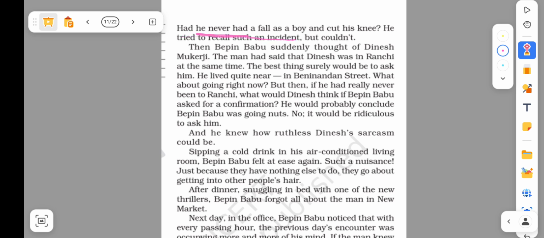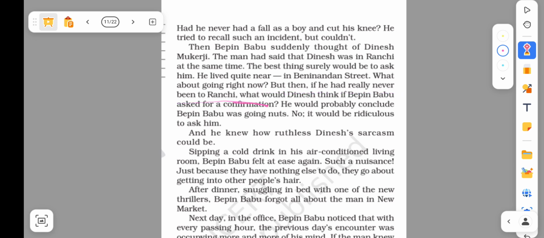Had he never had a fall as a boy, cut his knee? He tried to recall such an incident but couldn't. So he was trying to remember any kind of incident which happened with him when he was a child, but he couldn't remember anything. Then Bipin Babu suddenly thought of Dinesh Mukherjee. The man had said that Dinesh was in Ranchi at the time. The best thing surely would be to ask him. He lived quite near in Beninandan Street. What about going right now?